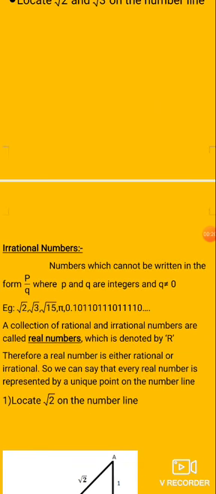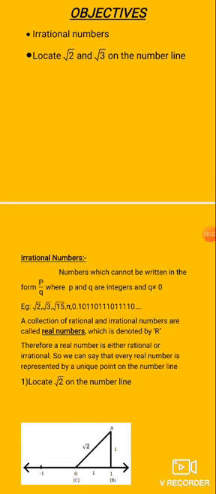Now listen carefully, students. Last class we studied different types of numbers, up to rational numbers. What do you mean by rational numbers? Yes, numbers which can be written in the form p by q, where p and q are integers and q not equal to 0. Examples: 1 by 2, 1 by 3, 1 by 5, etc. We have also studied how to insert rational numbers in between two given numbers. Now some other type of numbers, what are they?